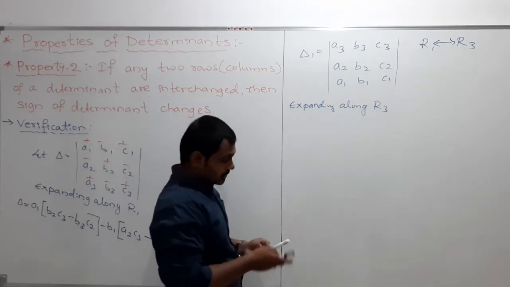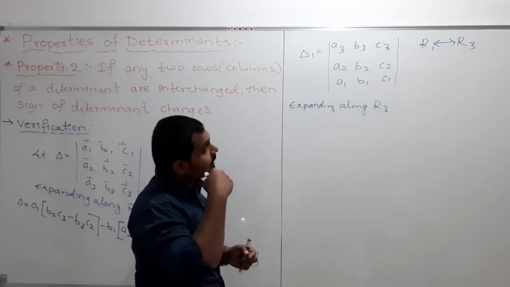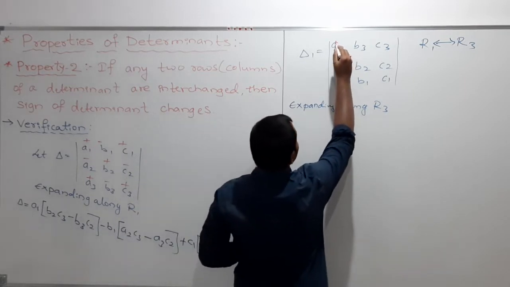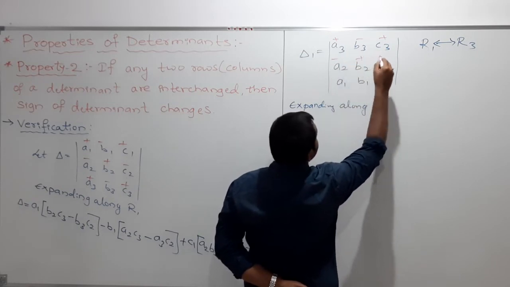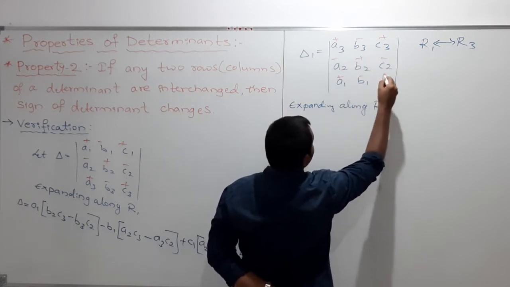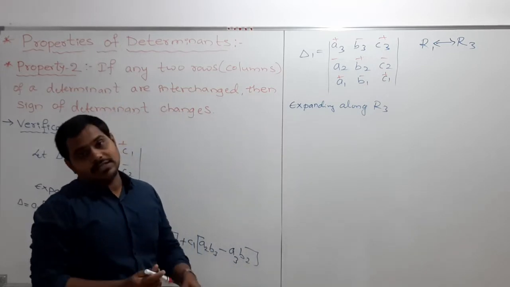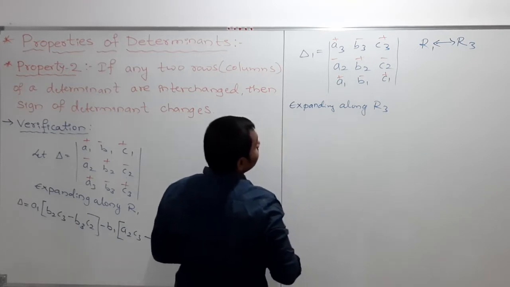Please see, whenever we are finding the determinant, we should write the signs like this. This is plus minus plus, minus plus minus, plus minus plus. Why should I write like this? That I discussed in the previous videos. Clear? And now I am expanding along row 3.